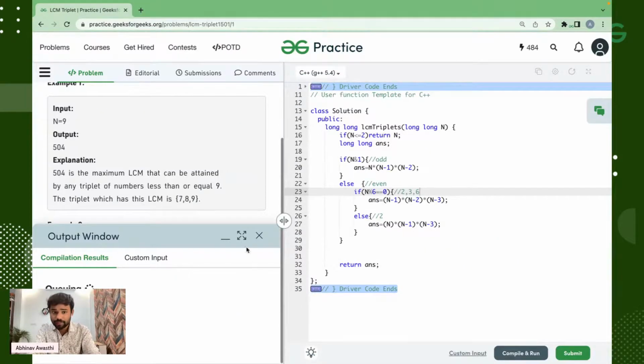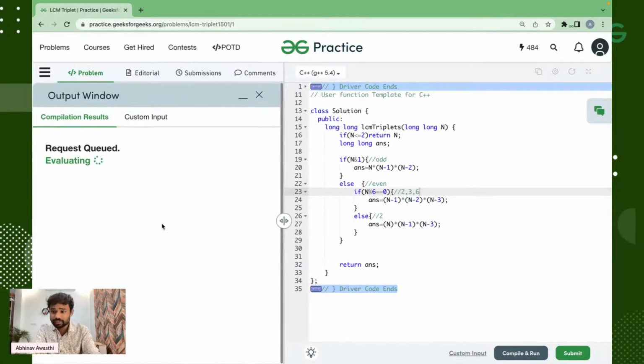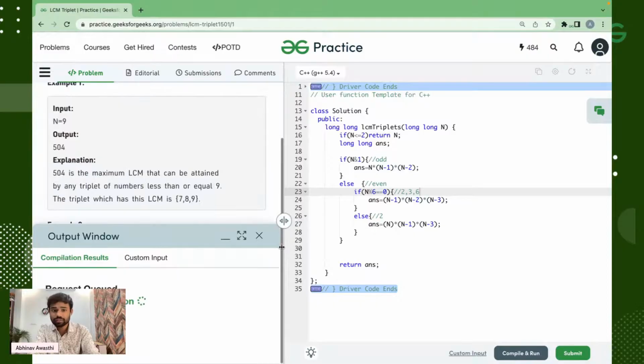Now if we run it, we will get the right answer. And now we can submit it.